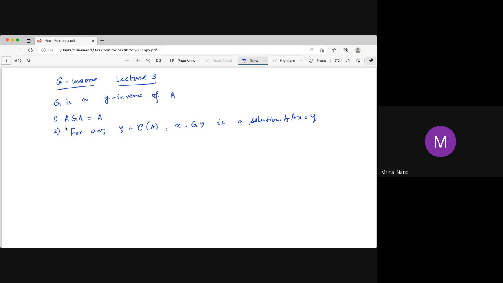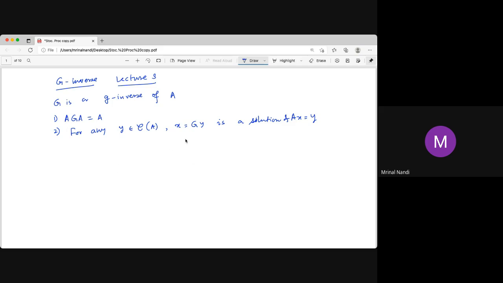Because here just A is given to you, G is given to you, and you just check whether AGA equals A or not. But for the second condition, A and G are given, but no such x and y is given. So we have to prove that for every y there is x, so we need an arbitrary y. For computational or verification purposes, the first is important, but for the theoretical, conceptual and geometric motivation, the second part is important.